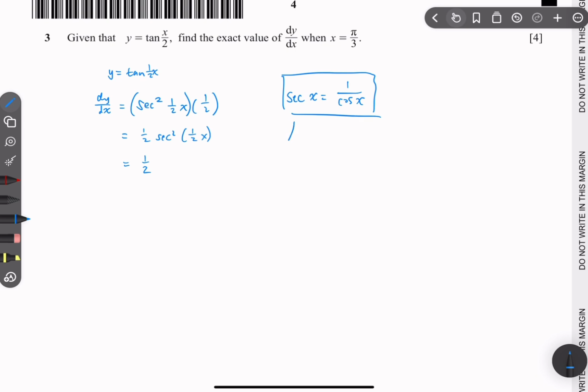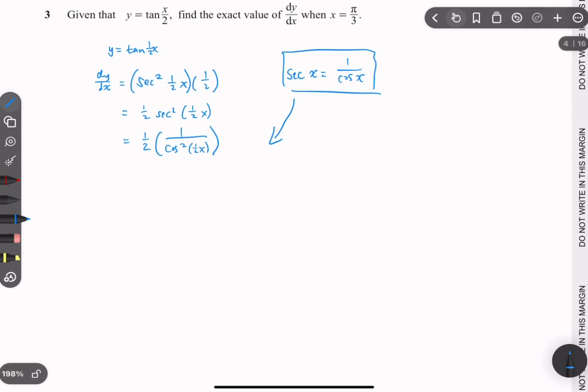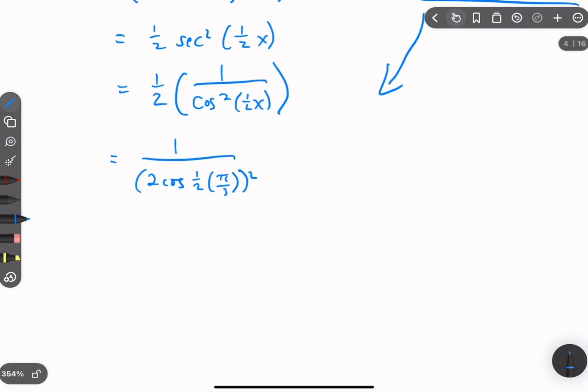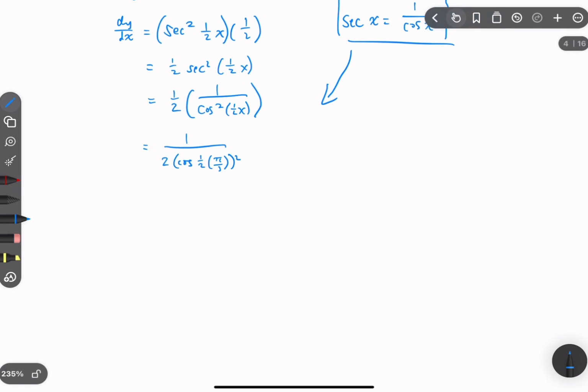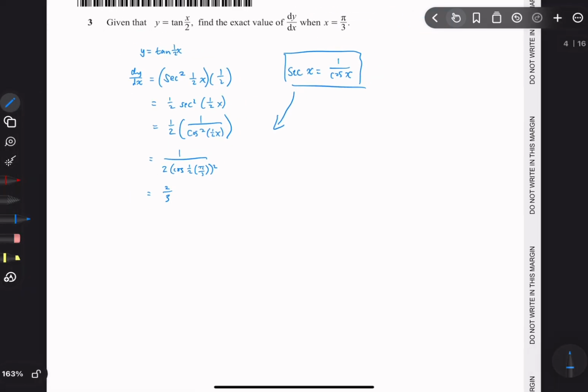Okay, so using this rule, we can actually change it to this. And now we just sub pi over 3 back into this equation. And if you plug it into the calculator, you should get 2/3.